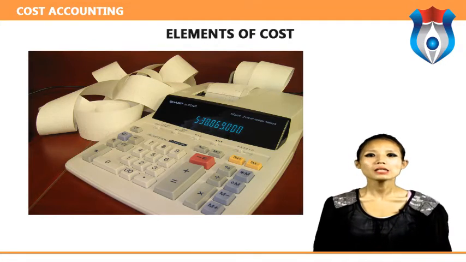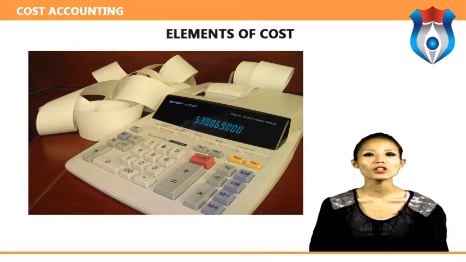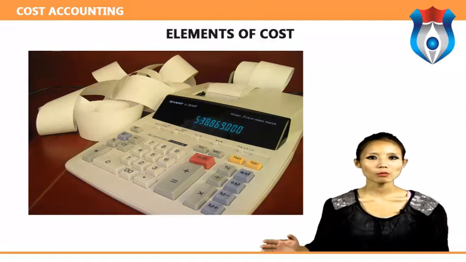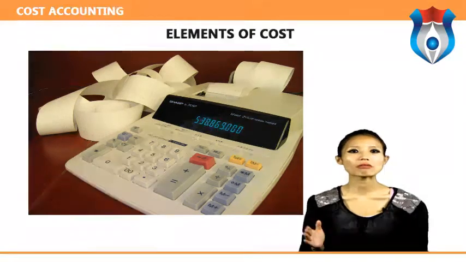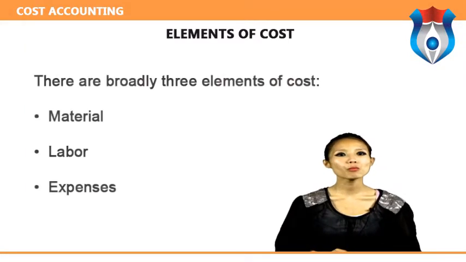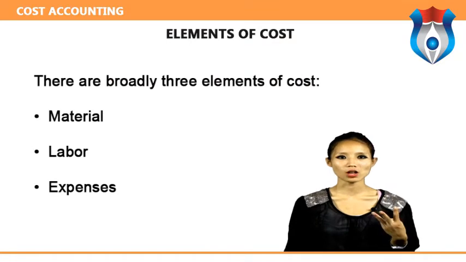For example, timber used in the manufacturing of furniture is a direct material. Direct material is a component of prime cost. Direct material directly varies with the output. There are broadly three elements of cost.